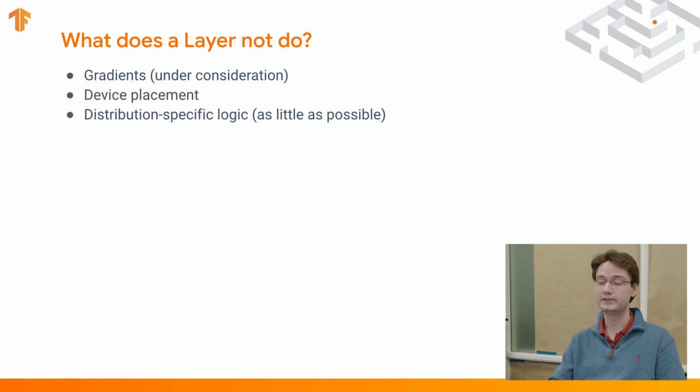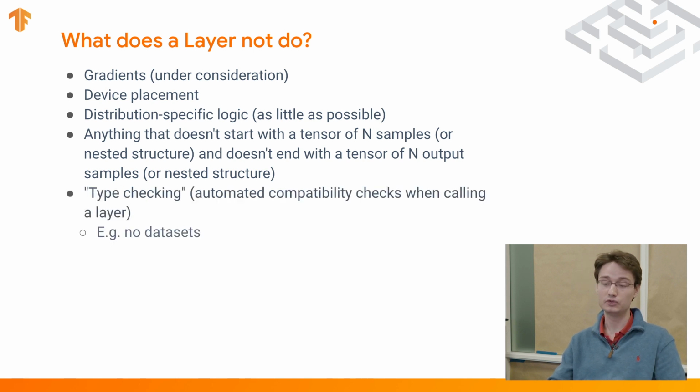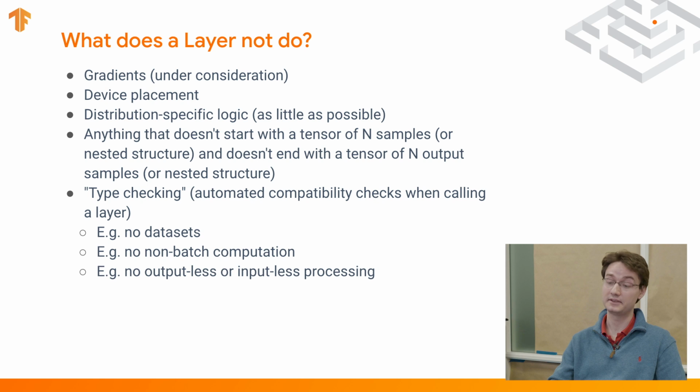And very importantly, they only support batch-wise computation, meaning that anything a layer does should start with a tensor containing, or a nested structure of tensors containing n samples, and should output also n samples. That means, for instance, you're not going to do non-batch computation such as bucketing samples of the same length when you're doing time series processing. You're not going to process TF data sets with layers. You're not going to have layers that don't have an input or don't have an output outside of a very specific case, which is the input layer, which we will cover.